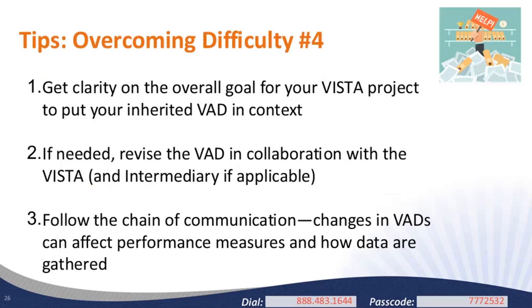First of all, the number one best piece of advice I can share is to get clarity on the overall goal for your VISTA project so that you can put your inherited VAD into context. So what is the goal we're trying to accomplish? To start, you might want to review your project application, which is available in eGrants. If you don't have access to eGrants, which some sub-sites may not, please request a copy of your project application from your intermediary or sponsoring organization, or you can also request it from your state office. But if you have an intermediary, that's probably your first place to go.